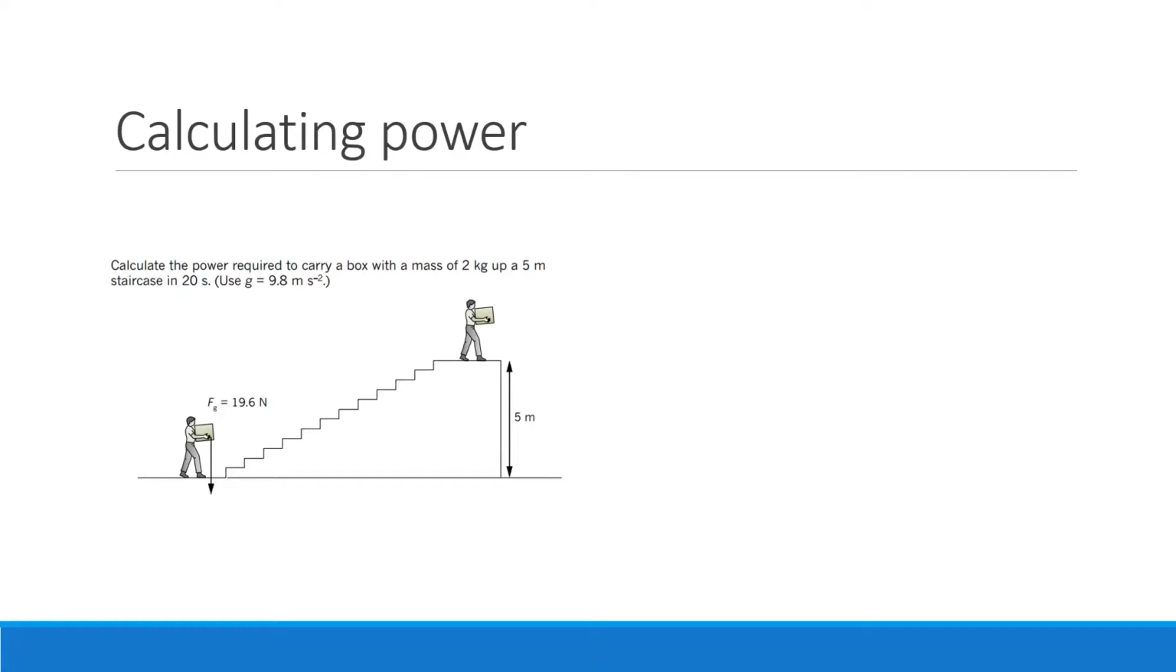What is the power rating that you need? If you can think about it, you've got a 2 kilogram mass here, but if you were trying to carry maybe 50 kilos, which is a really heavy dumbbell, and you're trying to do that in like 10 seconds, that's going to require a lot of power.